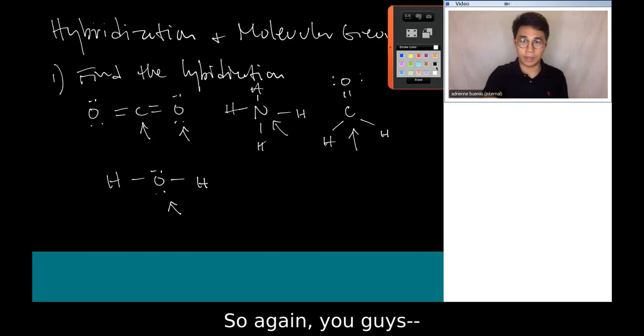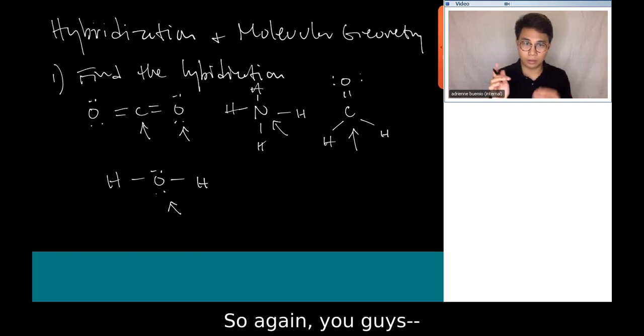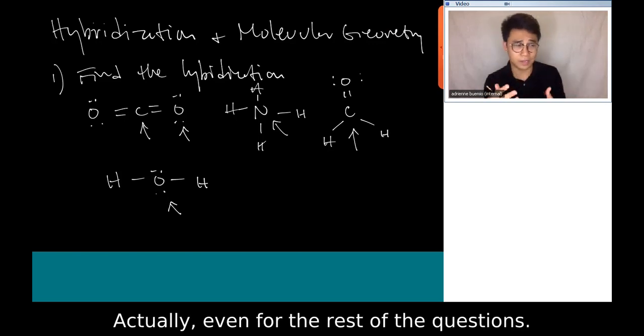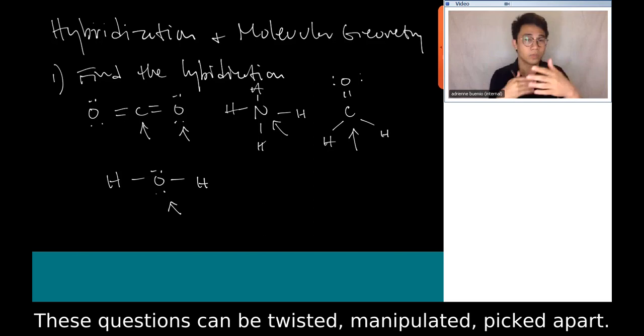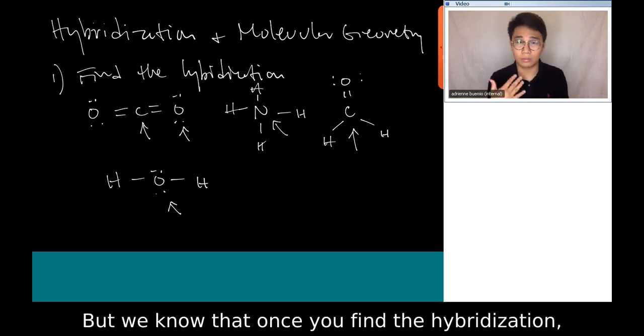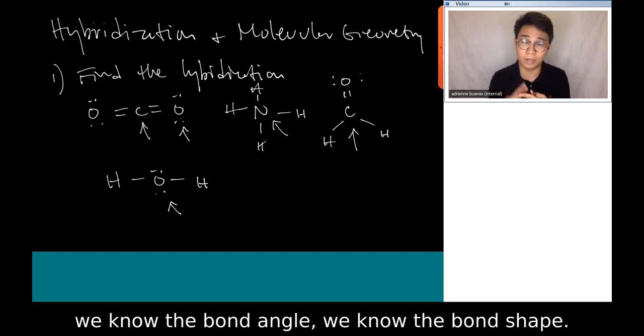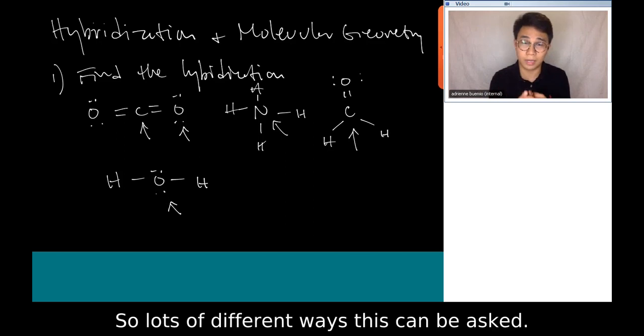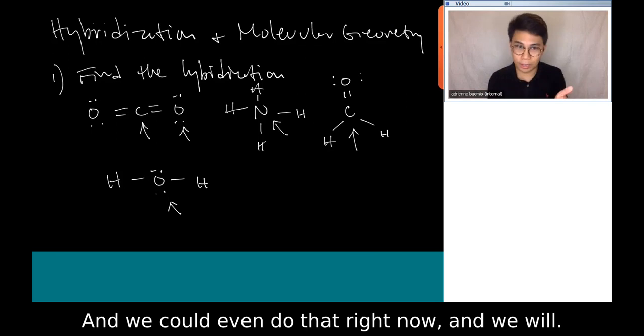So again, not just for these, actually, even for the rest of the questions, these questions can be twisted, manipulated, picked apart, right? And this one, I'm asking about the hybridization, but once we find the hybridization, we know the bond angle, we know the bond shape. So lots of different ways this can be asked, right? And we can even do that right now, and we will.